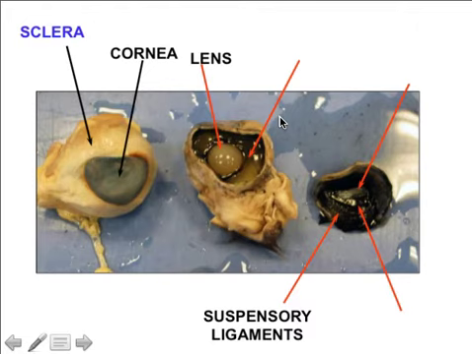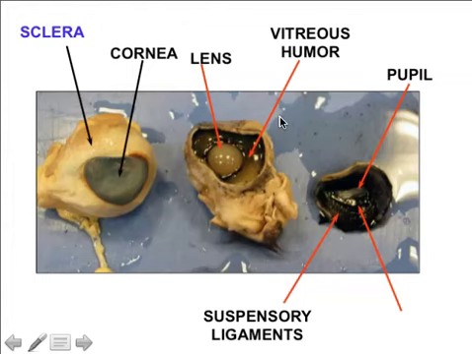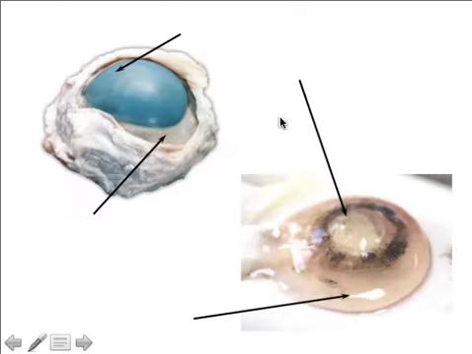The clear jelly-like substance behind the lens is the vitreous humor. This, of course, is the pupil. And then finally, the iris, which is what controls the diameter of the pupil, again letting in more light when there are dim conditions and letting in less light when there are high intensity light conditions.